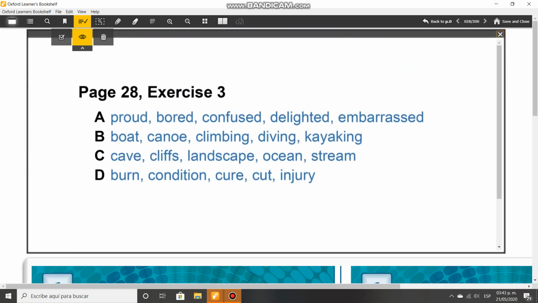So you can check your answers, okay? Feelings: proud, bored, confused, delighted, embarrassed. Recuerden que las que terminan en ed se refiere a personas, ¿cierto? Y no a cosas.